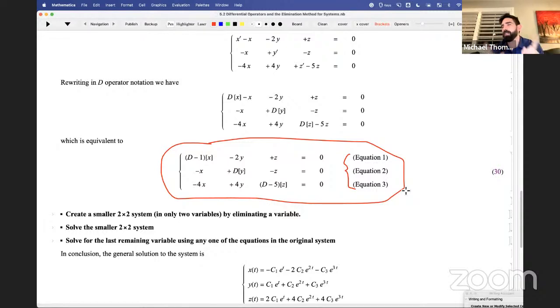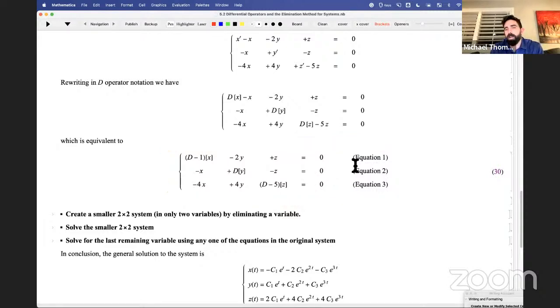All you have to do is take those two solutions, plug them into any one of the original equations, and then you can solve for z. So the trick is reducing this down to a 2x2 system. All right, so equations 1, 2, and 3.